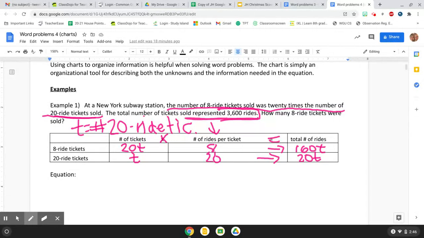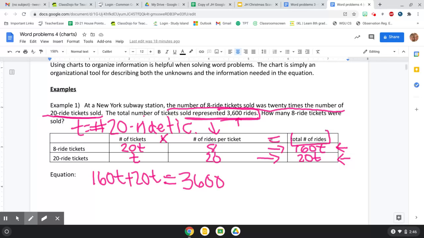Now with my equation, that's saying there's a total of 3,600 rides. This is the total number of rides for 8 ride tickets, and this is the total number of rides for 20 ride tickets. If I combine both of those, that's going to tell me how many rides there are in total, which they told us was 3,600. So for my equation, I have 160T plus 20T equals the total number of rides, which was 3,600. Notice that it all matches up: the total for 8 ride tickets, the total for 20 ride tickets, and then the total for everything.